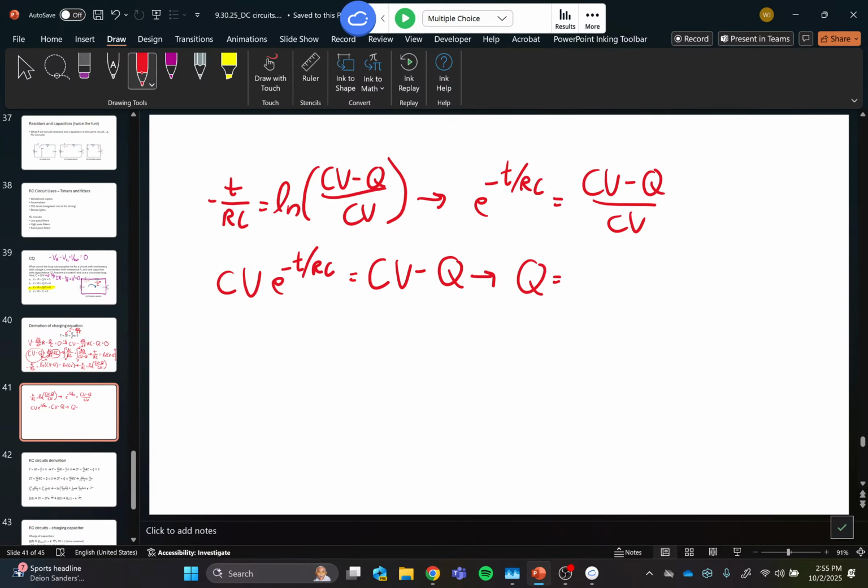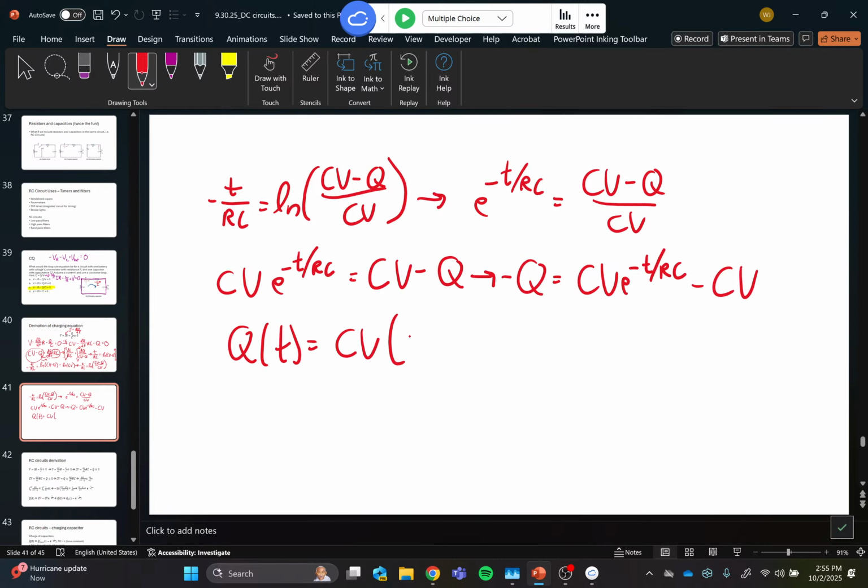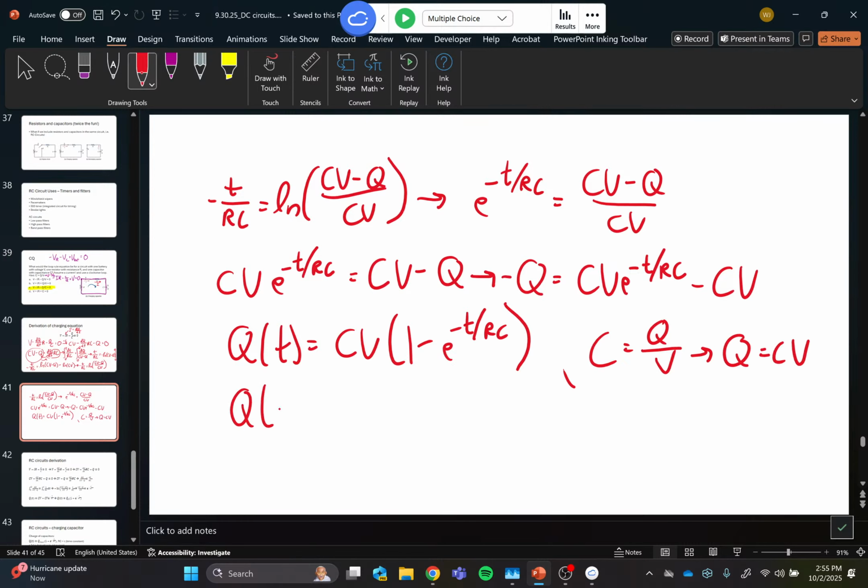The Q I added to the... Okay, negative Q equals CV e to the negative t over RC minus CV. So Q equals CV. I'm just going to factor that out because I'm tired of writing it. 1 minus e to the negative t over RC. Woo! We did it. All right. And you know what would be real handy? To remember that C equals Q over V, and therefore Q equals C times V. So Q of T equals Q max times 1 minus e to the negative t over RC.